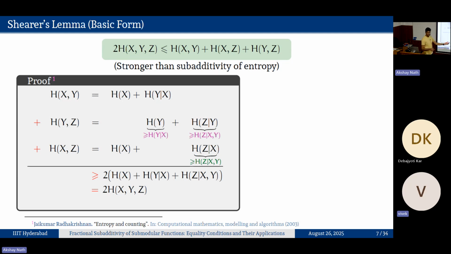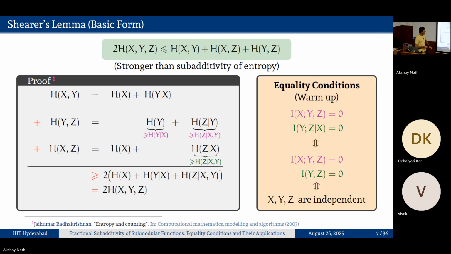I said equality conditions in my title. So I have an inequality, and let me wonder about what the equality condition is. I claim that the equality conditions would actually be this. Let's look at a simpler one. If I stare at the formula, what I get is that if this inequality has to become equality, each of these inequalities should become equal. So I investigate the situation where each of them becomes an equality.